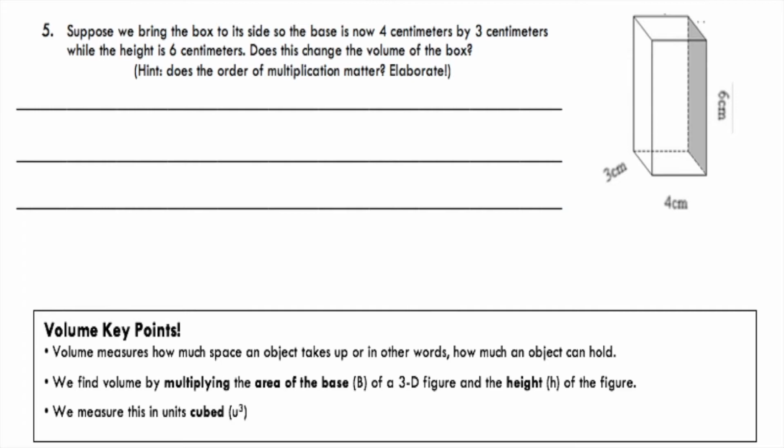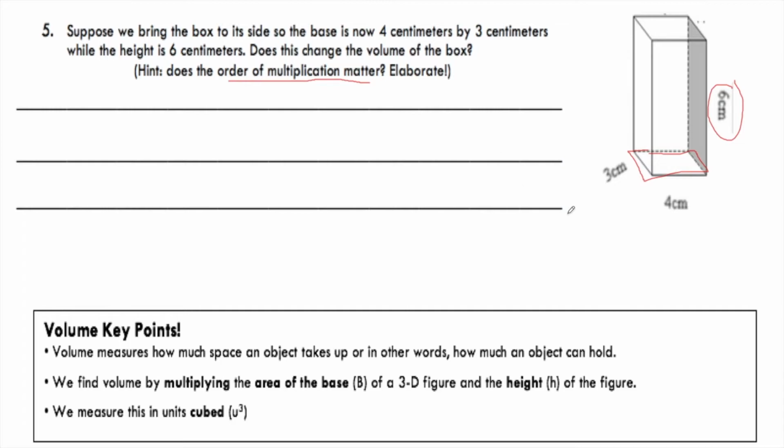It says, suppose we bring the box to its side. So we kind of turned it over. The base is now 4 centimeters by 3 centimeters. So this is now considered our base down here. And the height is now 6 centimeters. Does this change the volume of the box? So the big hint here is, does order of multiplication matter? That should be your big piece of evidence in your answer.